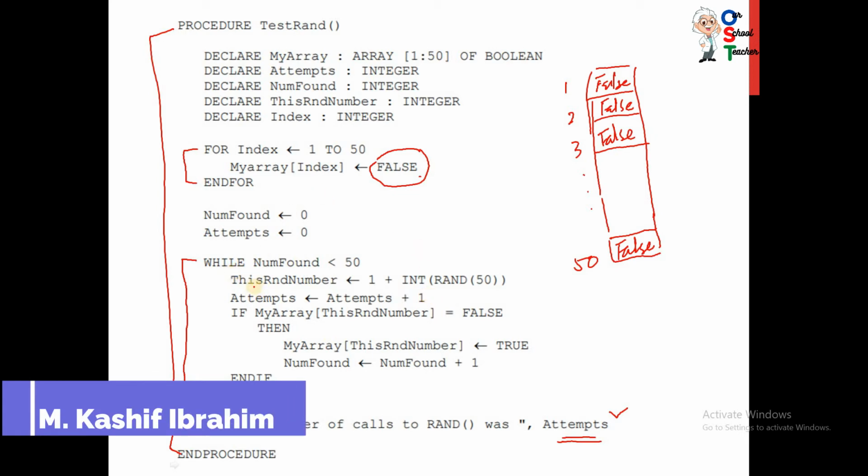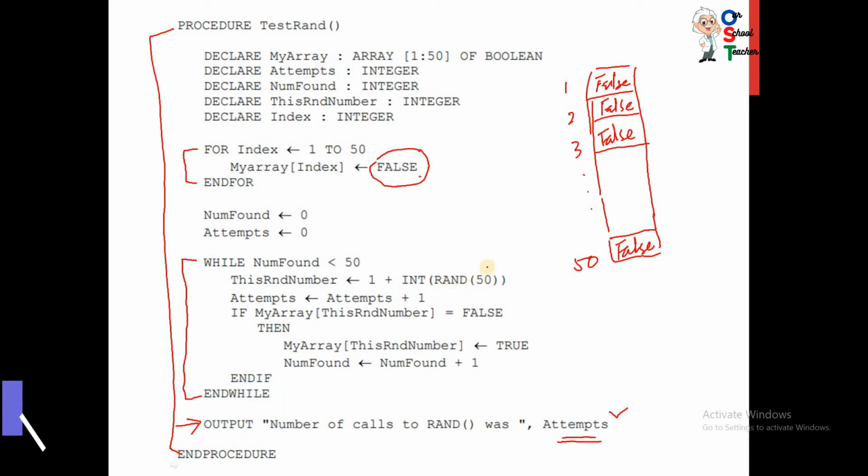Inside the body of this loop, what is happening? This RND number is equal to 1 plus int RND number. The RND number function will generate a value from 0 to 50, right? For example, it generates 49.7. Then it will take 49 only because of this int function, and 1 is being added because it is not generating a value up till 50.